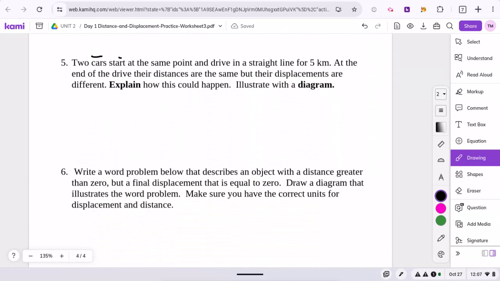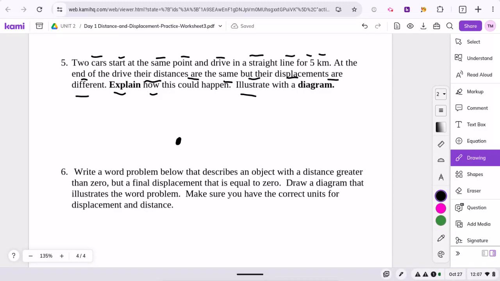And this one, number 5. Two cars start at the same point and drive in a straight line for 5 kilometers. At the end of their drive, their distances are the same, but their displacements are different. Explain how this could happen and illustrate in a diagram. Okay, so this can be shown with the following. So two cars starting at the same point, so this can be the starting point, and the straight line for 5 kilometers.